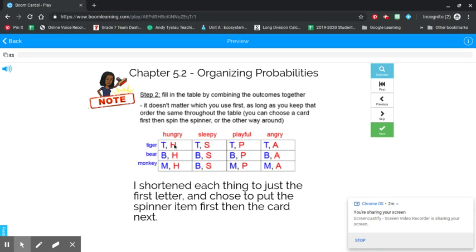So this example in the front was tiger and hungry. So you can have tiger and hungry. We put the tiger first, then the hungry, tiger, then sleepy, or bear and sleepy. So you can see how we're just using these rows and columns to help create the outcomes.